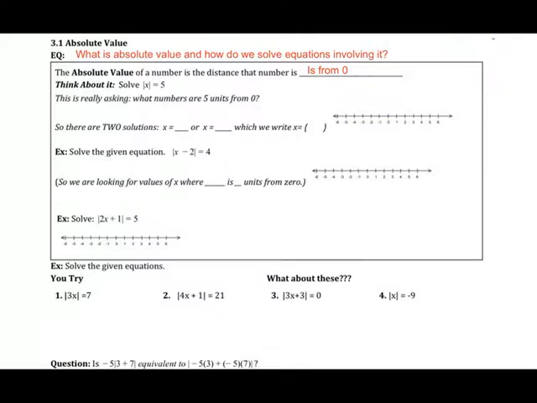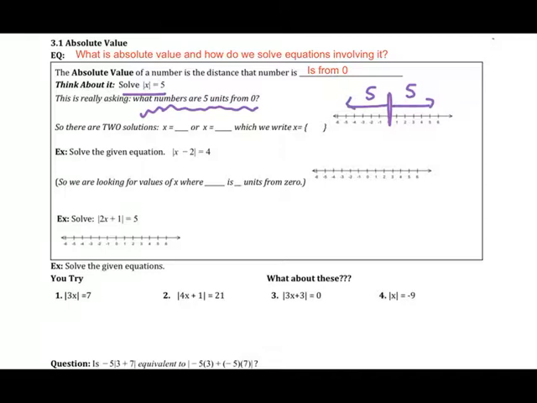So think for a minute about this question right over here. If we were being told to solve for the absolute value of x is equal to 5, that is really asking you what numbers are 5 units or 5 spaces away from 0 on the number line. So here's 0. I want to go 5 away from 0. But there's 2 directions to go away. There's up and there's down. So I could go 5 away from 0 this way.